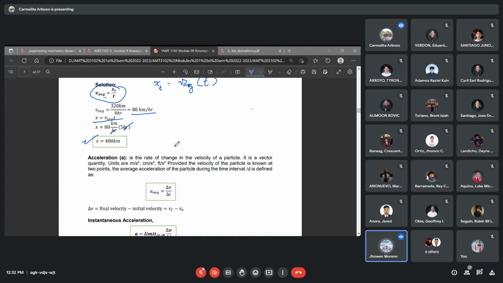Sige pa, ma'am. Kasi kung lahat ng formula i-derive natin, napakarami yung tatandaan. So, mag-derive na lang kayo.